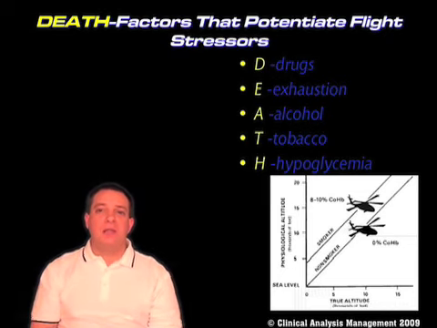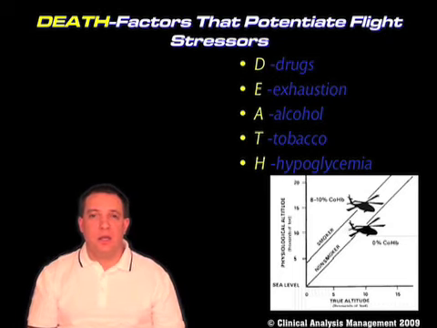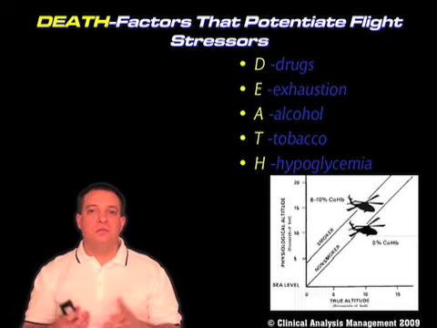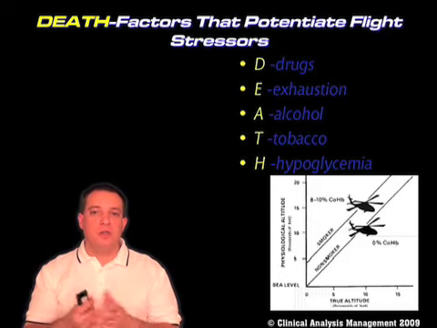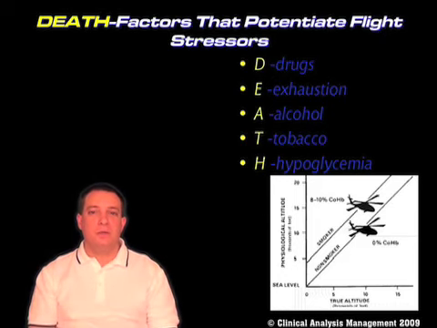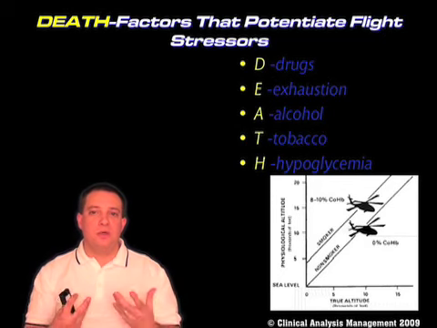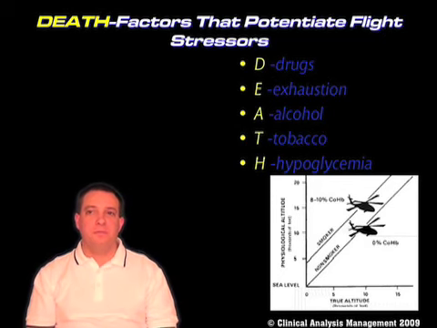And finally, the last thing that increases the stressors of flight is hypoglycemia. Obviously, you have to have two things for cells to work. You have to have oxygen and you have to have sugar. So if we don't have enough sugar to go around, then cells aren't going to metabolize the way that they're supposed to, and that's going to increase the stress of flight.